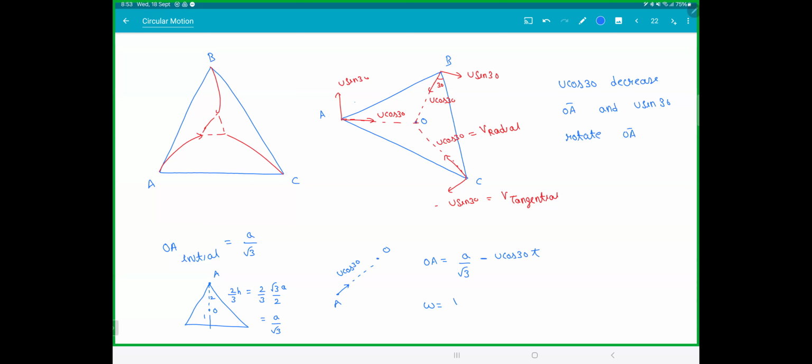What is angular velocity? Angular velocity is v tangential by r. So here v tangential is u sin 30. That guy is constant. But r is nothing but OA. So you get u sin 30 by a by root 3 minus u cos 30 t. This is the catch. While finding omega, v tangential is remaining constant, but the distance is changing. That means the closer you get, the faster you will rotate. So as you're getting closer, you're rotating faster and faster and faster. Omega is not constant. Please have a look at the steps.